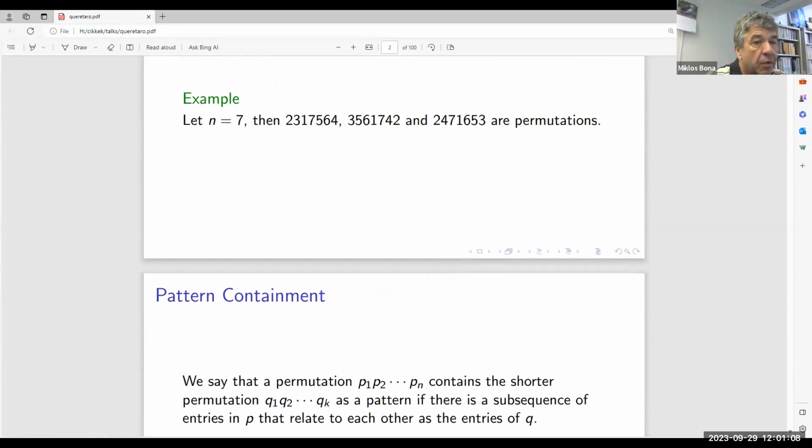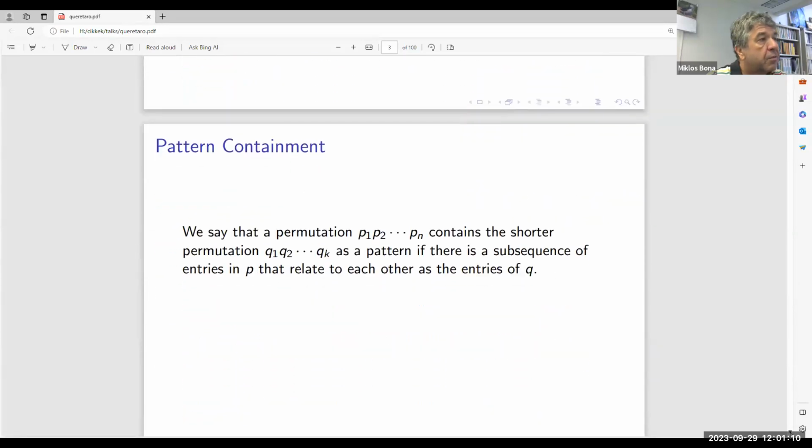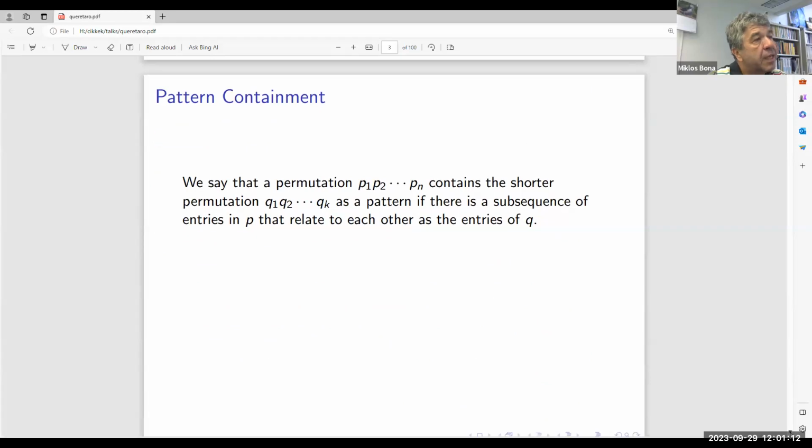Okay, yeah. So our most important definition for the rest of the talk is pattern containment and pattern avoidance. If you came with the idea that you will pay attention for 5 minutes, then please make it these 5 minutes. Otherwise, you will not have a choice.